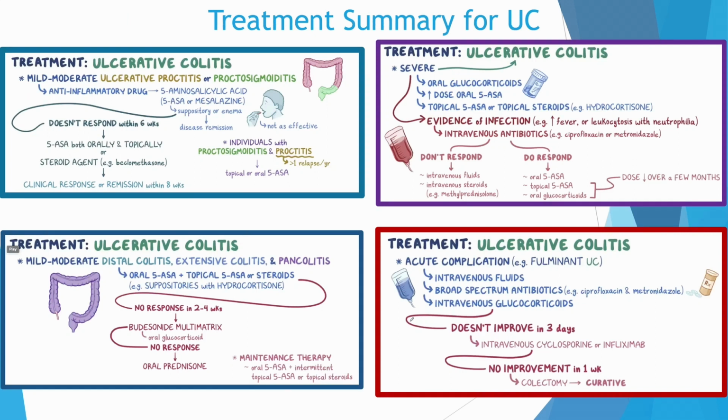Now, if that was a lot of information for you, I did kind of cut and paste these 4 different approaches that I copied from Osmosis. We started with one, which was a mild to moderate proctitis or proctosigmoiditis, which shows you it's right here. That was the first kind of thing we talked about. And then we talked about the mild to moderate distal colitis or pancolitis, which is all of the colon. And that's what we talked about for treatment. Then we talked about severe, right? And these are kind of the medications. And then acute complications or fulminant ulcerative colitis and how to approach it. This will kind of help you put all those different treatments together.